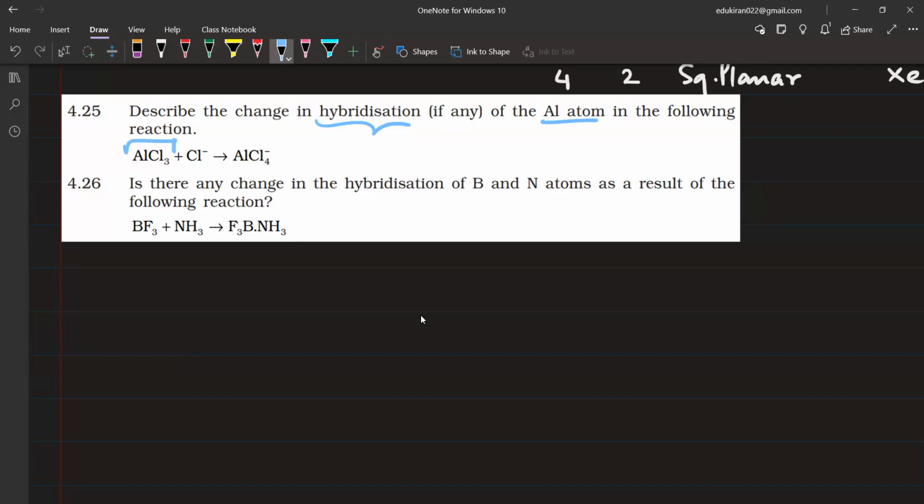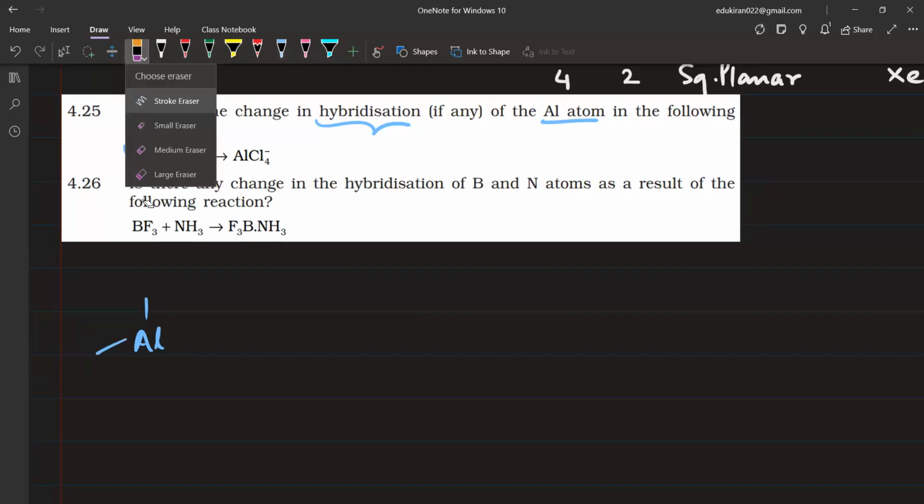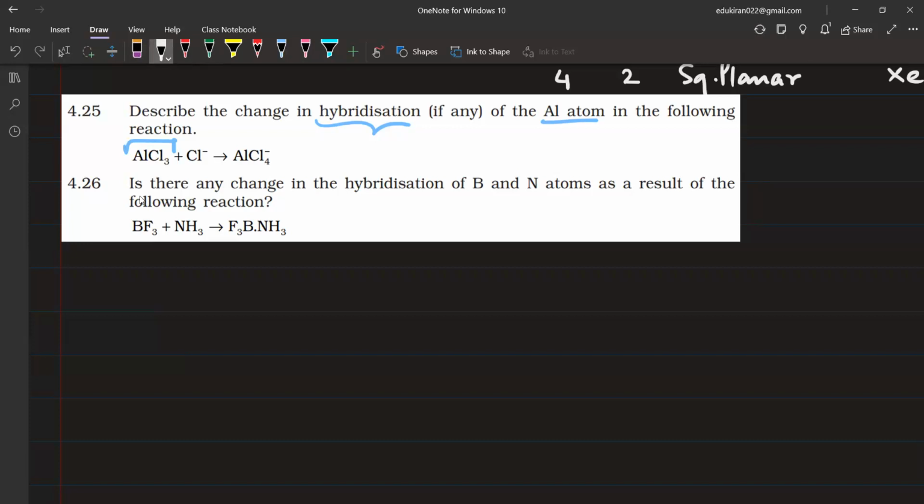If I look at aluminium in this case, it is having 3 chlorines, right? I don't know about the shape and all that, so I will just write aluminium and 3 chlorines like this. This is just my Lewis dot structure. Now, aluminium has how many valence electrons? It has 3 valence electrons, and all 3 are consumed in bond formation. It has no lone pair electrons.